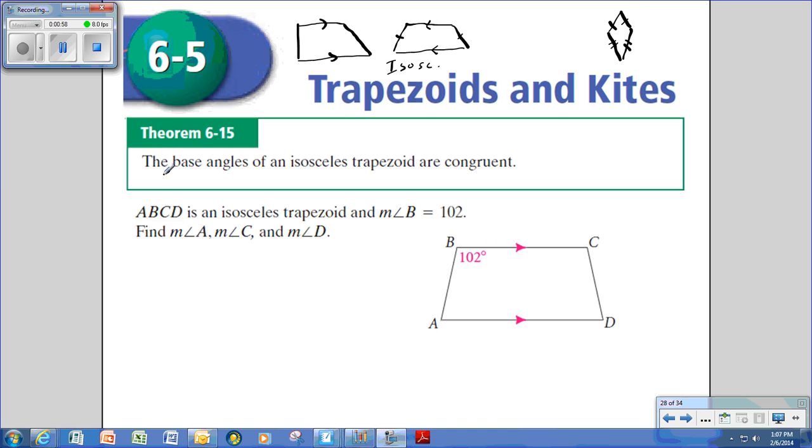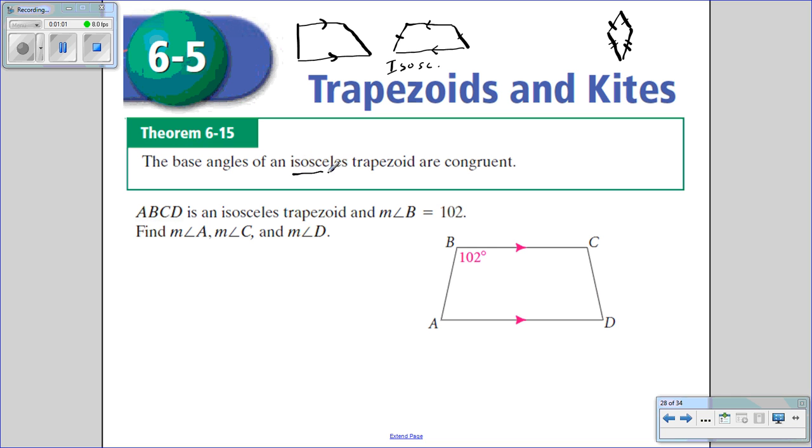So the first concept we're going to talk about deals with an isosceles trapezoid, which is when those two sides that are not parallel are congruent. It says the base angles of an isosceles trapezoid are congruent. Let's look at an isosceles trapezoid one more time. We have the two parallel sides, which are called the bases. I'm going to call this base 1. I'm going to call the bottom base 2.